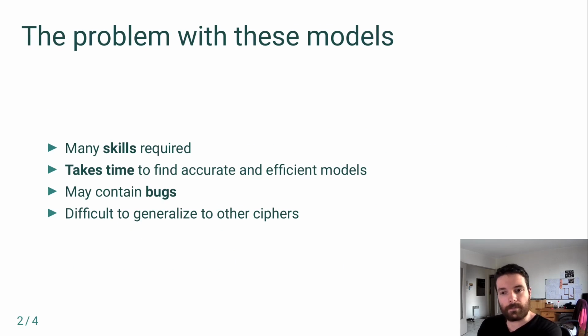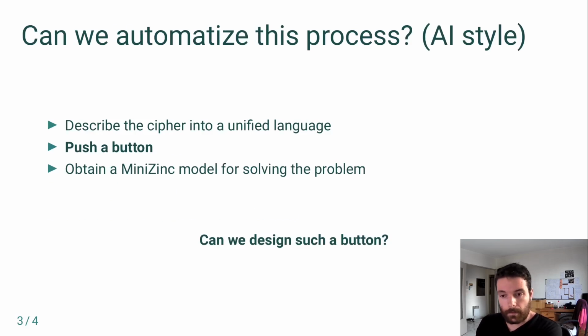However, such models can be quite difficult to generate because it requires a lot of skills. You have to be familiar with symmetric cryptography, and you have to be familiar with constraint programming. It also takes time, and usually people can expect to spend at least a few months to design only one model. These models can also contain bugs, and the optimal solution you get may not necessarily be optimal.